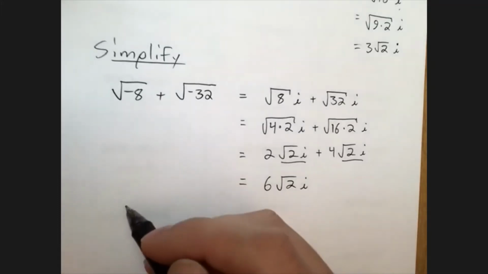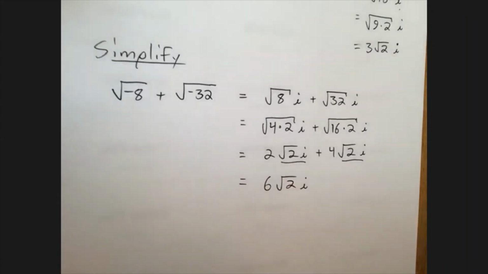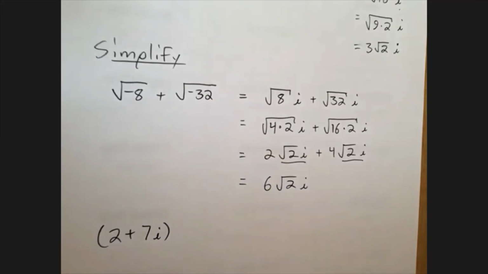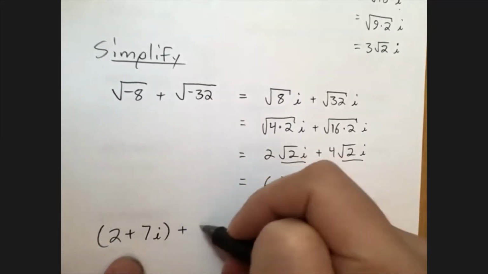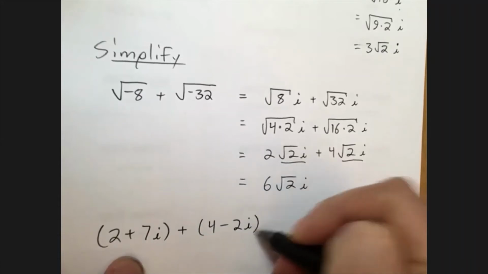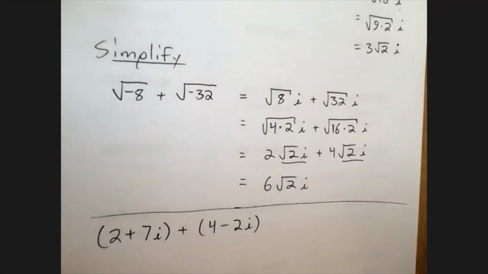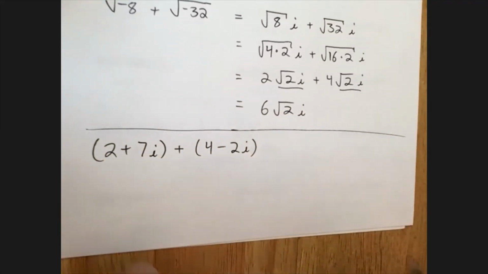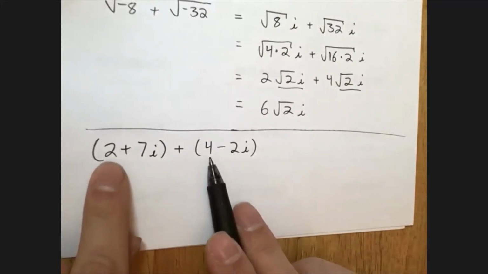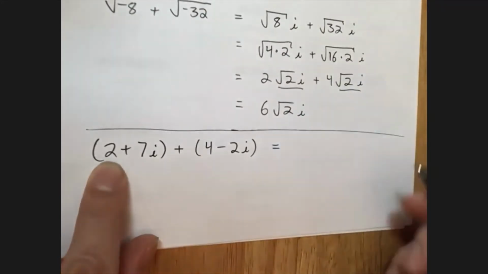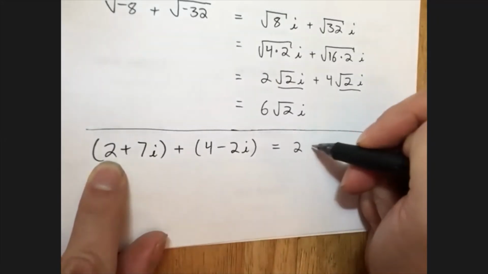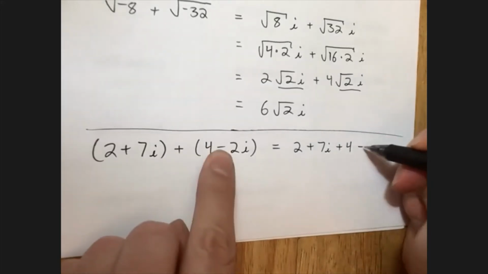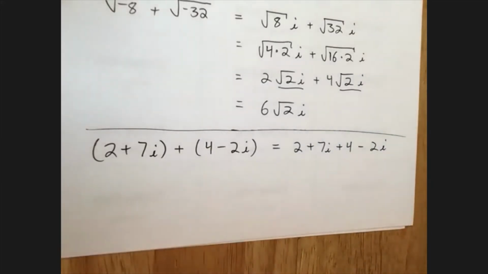So let's do one more where we have i's to begin with. 2 plus 7i plus 4 minus 2i. Okay. Well, what we're going to do is combine like terms. Okay, so let's get rid of the parentheses. 2 plus 7i plus 4, and then plus a minus is just a minus. So I get this.